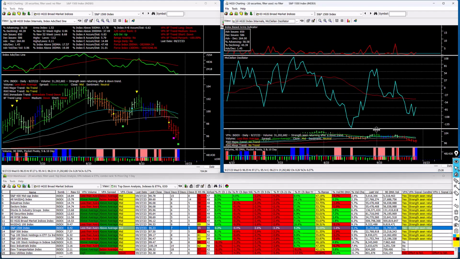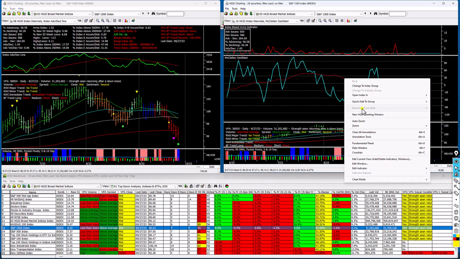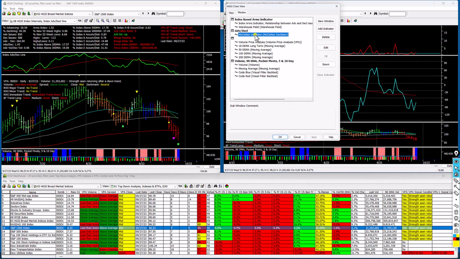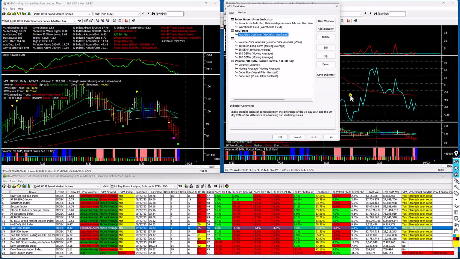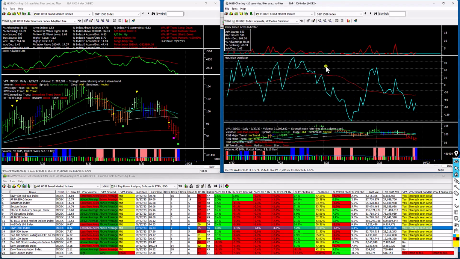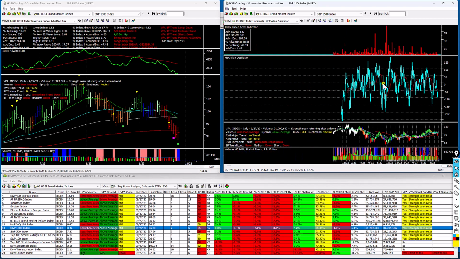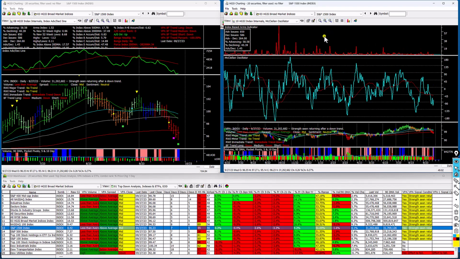This is a McClellan oscillator. And if you right mouse click, edit the current view, this tells you it's an index breadth indicator computed from the difference of the 19-day EMA and the 39-day EMA. When it gets extremely oversold, it gets down in this area. This is another reason I do 2 years. I get a longer look at this. You can see that some of the selling pressure is coming off of the market because this low didn't get anywhere close to this low, and it's turned back up.